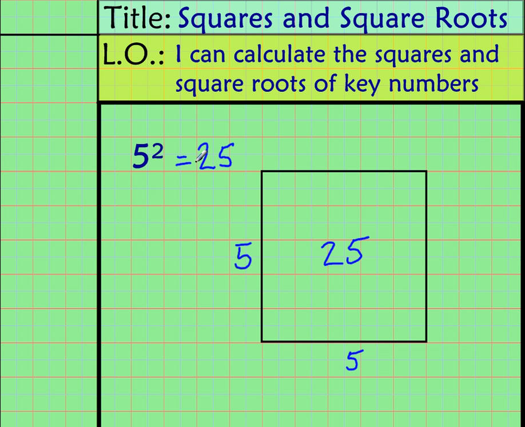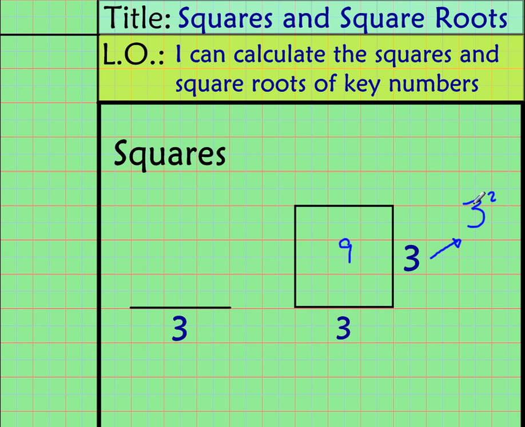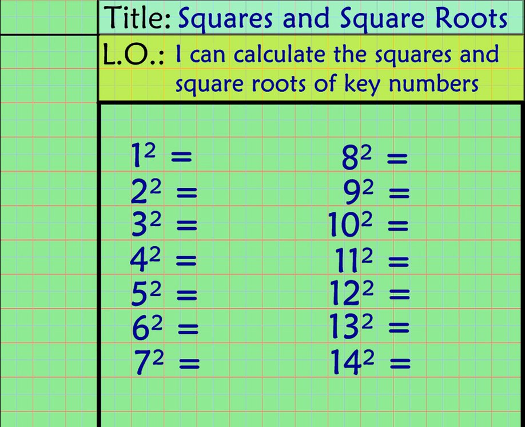In fact, what we realize is this little squared symbol, the little number 2 up here, tells me that I need to multiply that number by itself. So 1 squared is going to be 1 times 1, which is, unsurprisingly, 1. Similarly, 2 squared is 2 times 2, which is 4. 3 squared is 3 times 3, which equals 9, and so on.